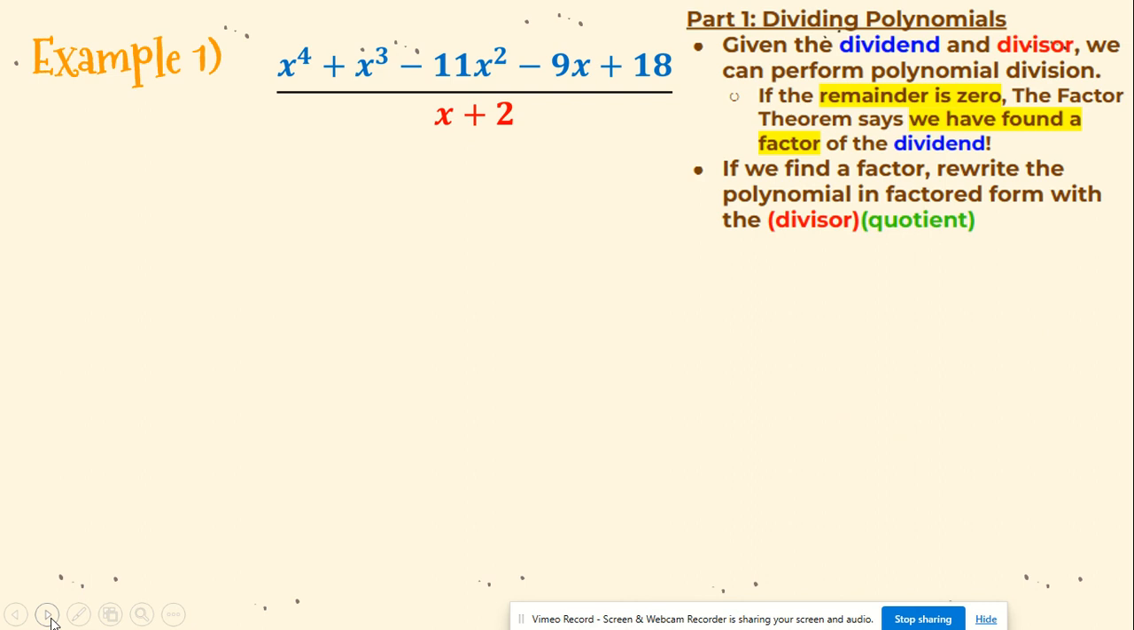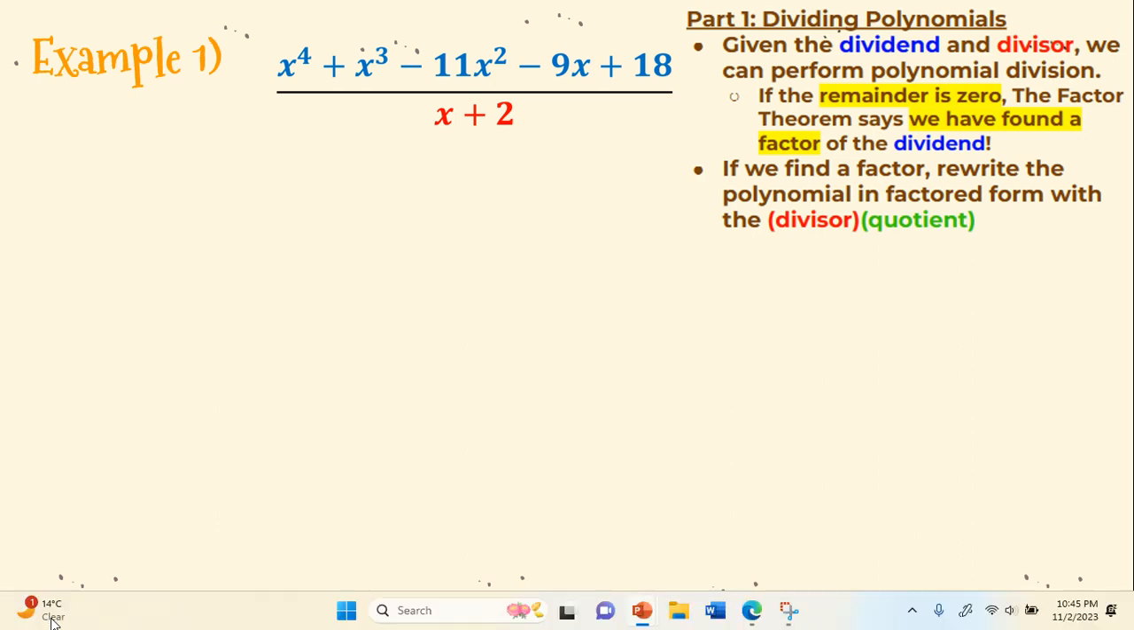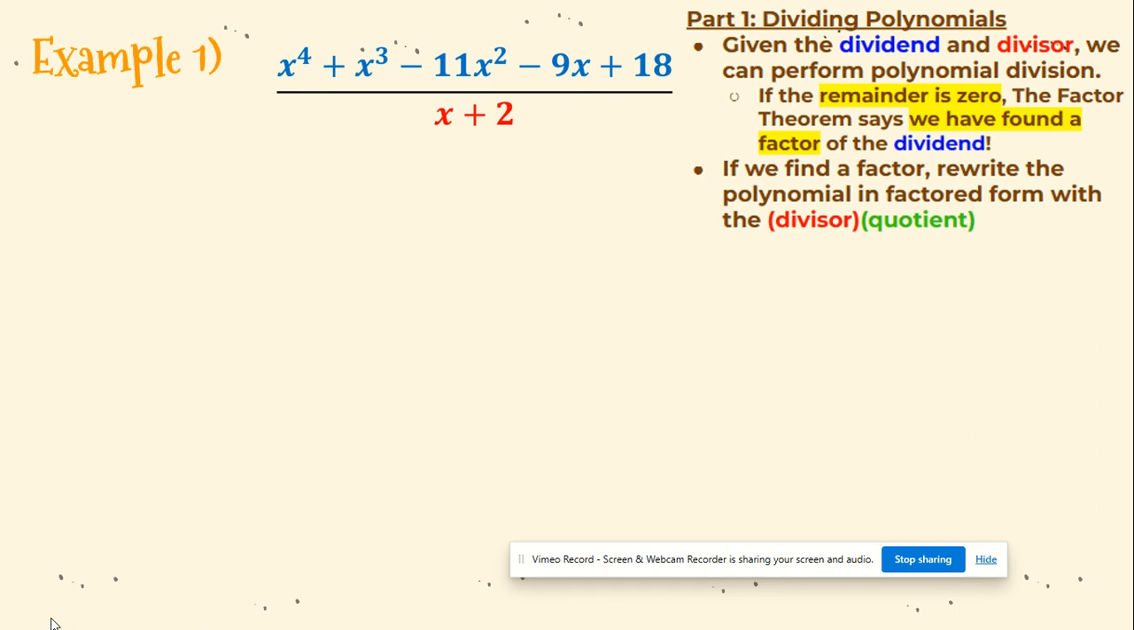All right, example number 1 says x to the 4th plus x to the 3rd minus 11x squared minus 9x plus 18 divided by x plus 2. Again, remember, what we want to do is divide the polynomial, write it in factored form, keep factoring, set the factors equal to 0, get the x-intercepts from setting the factors equal to 0, and then sketch. Like, that's the goal of the problem.